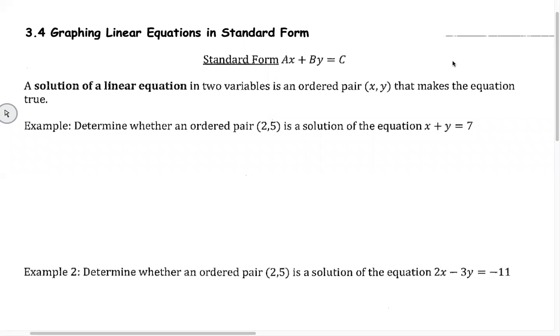Let's talk about 3.4, graphing linear equations in standard form.